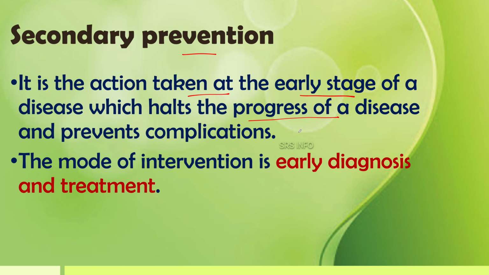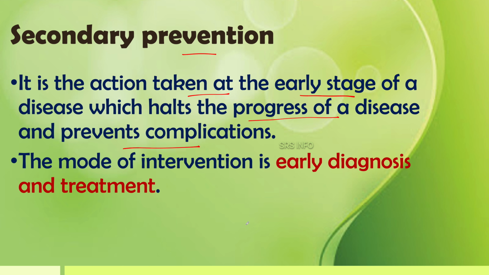Okay, the disease occurred, but the secondary preventive measures halt or reduce the progression of a disease, and help to prevent the complications of disease. What are the major complications or outcomes of diseases? We also discussed this topic earlier.